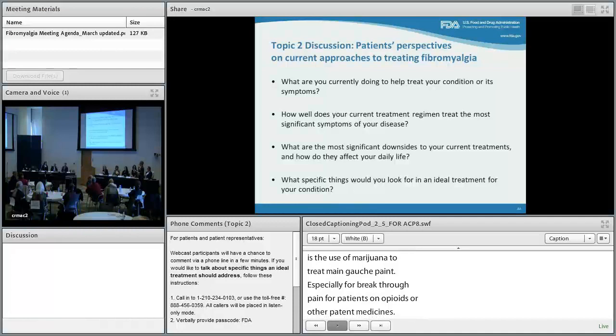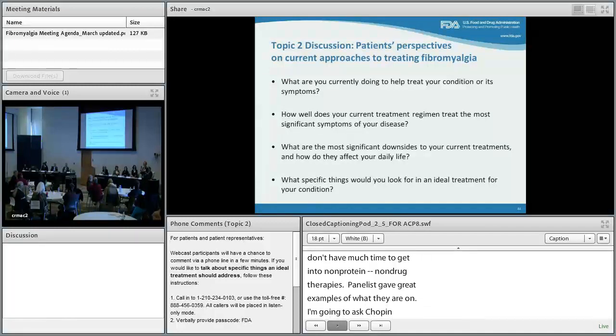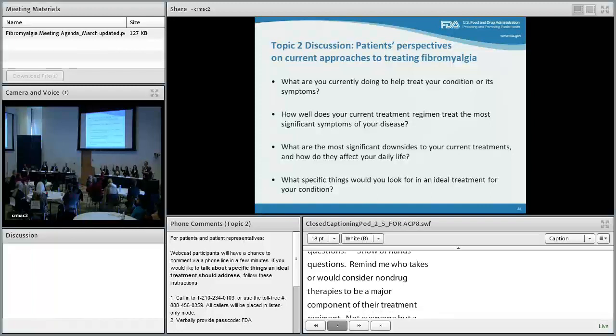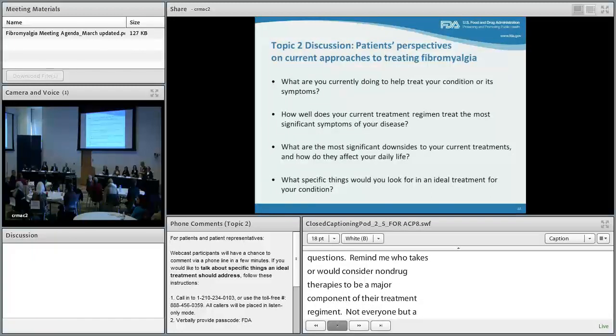All right, there are a few questions. We don't have much time to get into the non-drug therapies, but the panelists gave great examples of what they're on. So I am going to ask a few show-of-hands questions. Who would consider non-drug therapies to be a major component of their treatment regimen? Okay, so not everyone, but a large proportion of you.